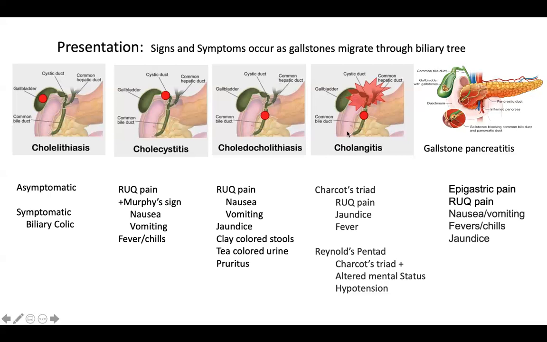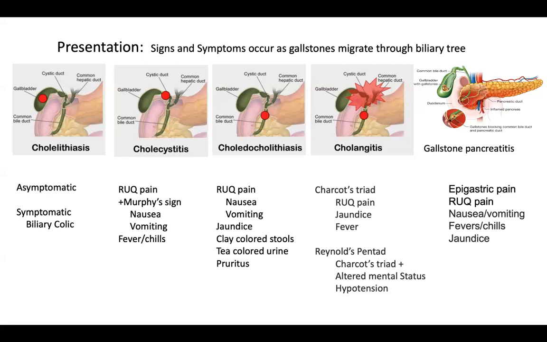In cholangitis, an acute infection develops because of the blockage of the common bile duct. Because of the infection, patients can get very sick and present with Charcot's triad, which, similarly to cholelithiasis, you get right upper quadrant pain, but it is more severe, and you also develop jaundice. But it's the fever that distinguishes this diagnosis, and the fever is not low grade like in cholecystitis.